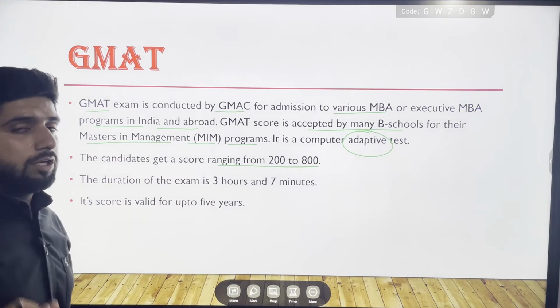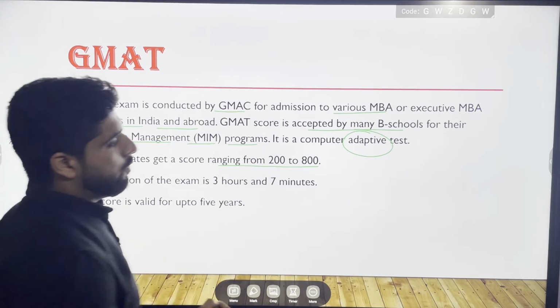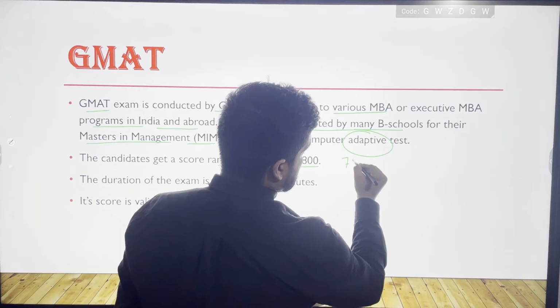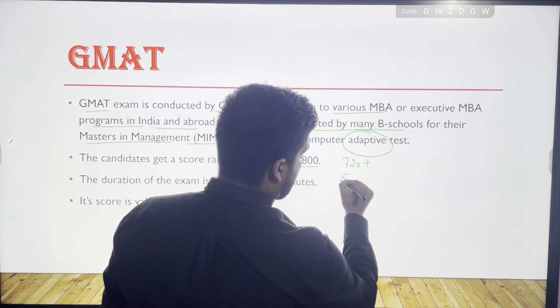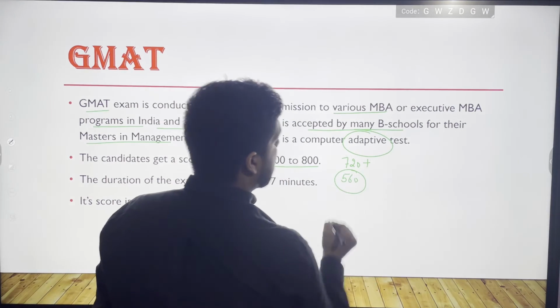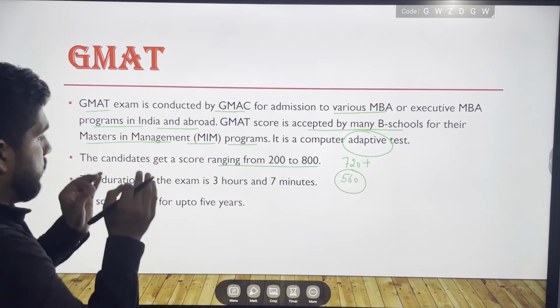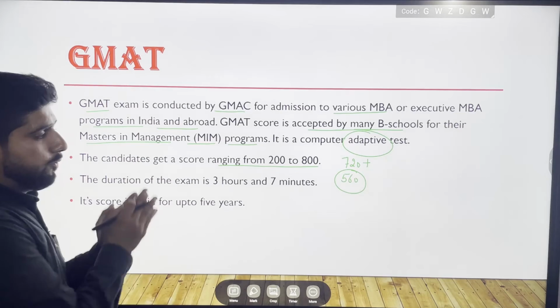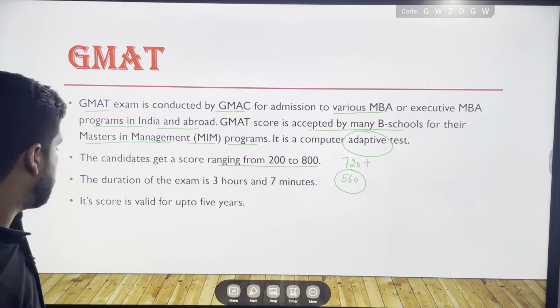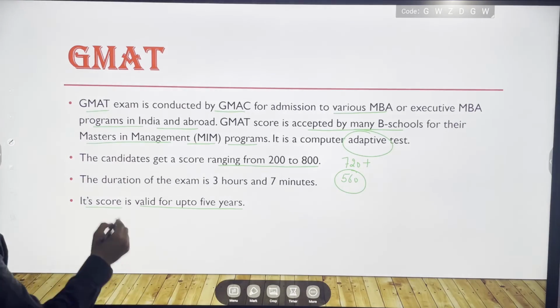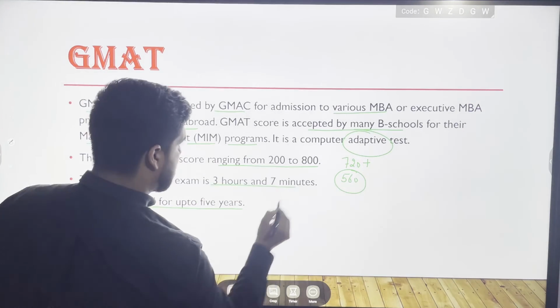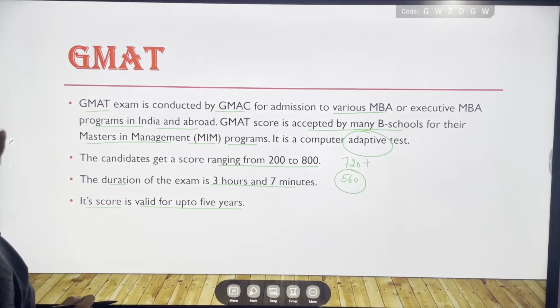For the best colleges in India and abroad, we need to score 720 plus. And the average score is around 560. So we have to prepare by giving various mocks before writing this exam. The best part of this exam is that its score is valid for up to 5 years. The duration of the exam is 3 hours and 7 minutes.